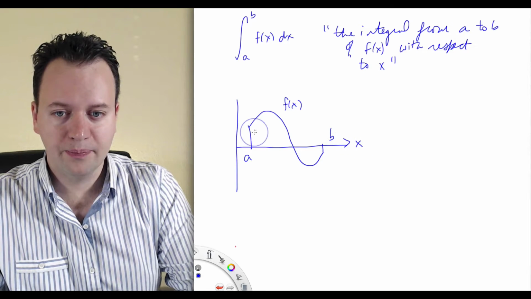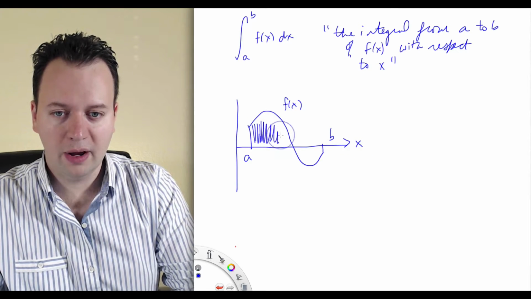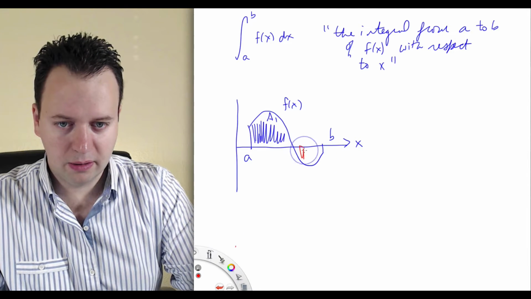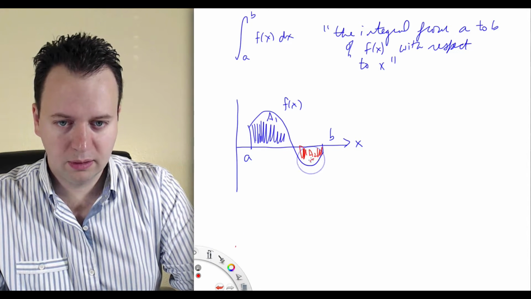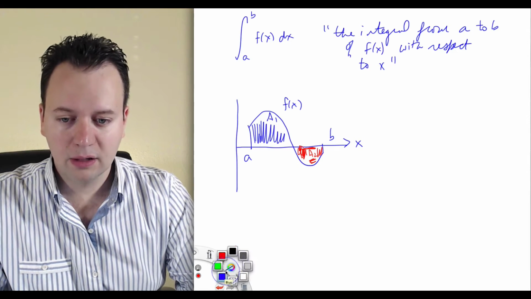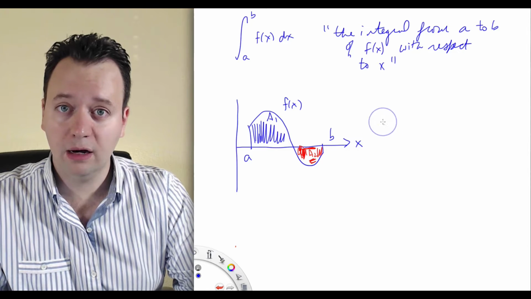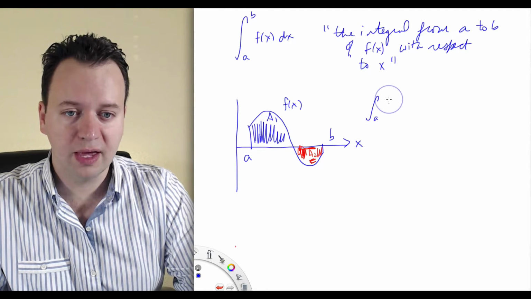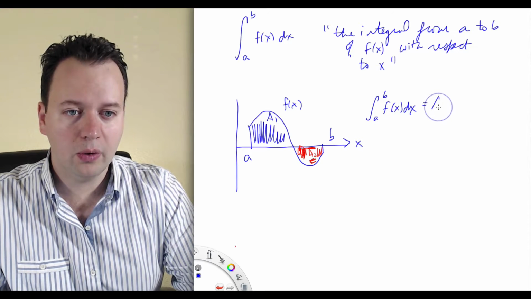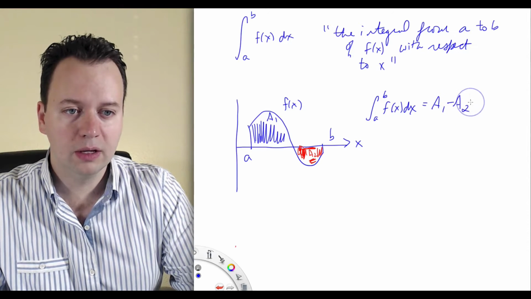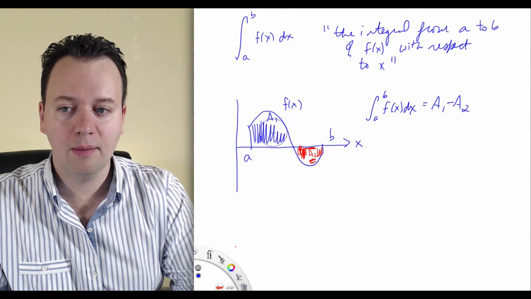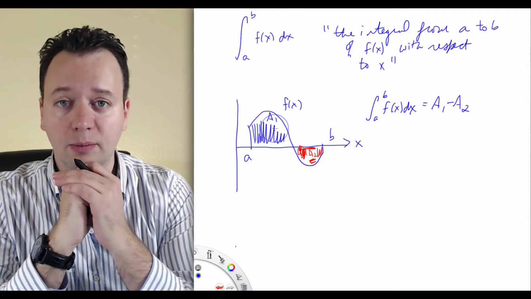between a and b. So if we compute the area here, let's call that a1, and then we compute the area down here, we'll call this one a2. The area a2 is below the x-axis, so that one's counted as a negative area for the purposes of the integral. So the integral from a to b of f of x dx would equal a1 minus a2. So the area beneath the x-axis is counted as a negative, and the area above the x-axis is counted as a positive.